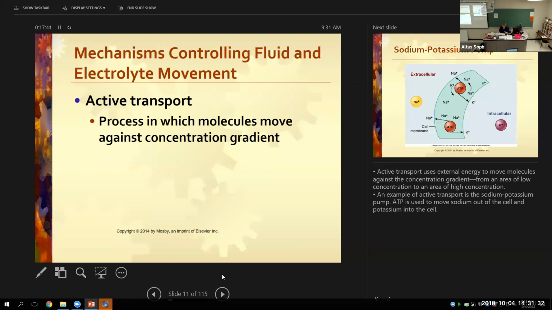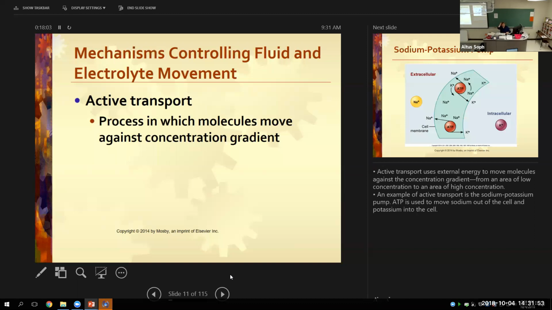So that process of using insulin to get sugar inside the cells is facilitated diffusion. Very much like diffusion, except we're just having to use that hormone, that insulin, to help get the sugar inside the cell. It doesn't require energy, it just requires the hormone insulin. Then you have active transport.